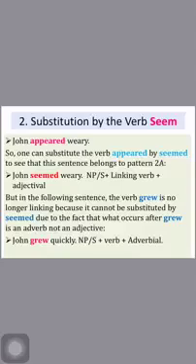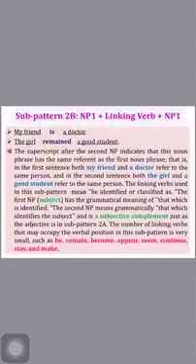If it is followed by an adjective, it will be pattern number 2A. If it is followed by an adverb, it means another pattern. So it cannot be substituted here by seem, because it depends upon the kind of the complement. Here we don't have an adjective, rather it is an adverb. Okay, this is sub-pattern A.